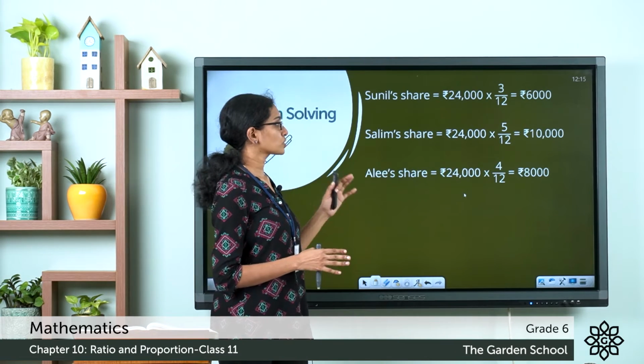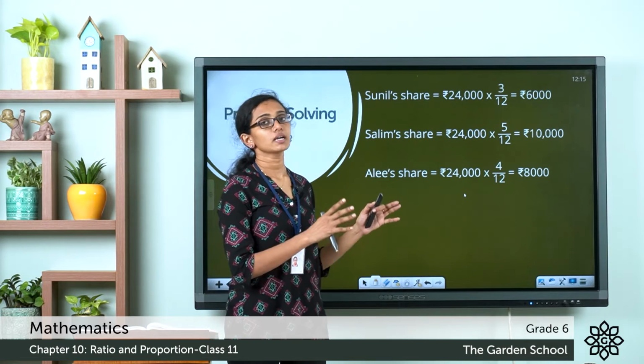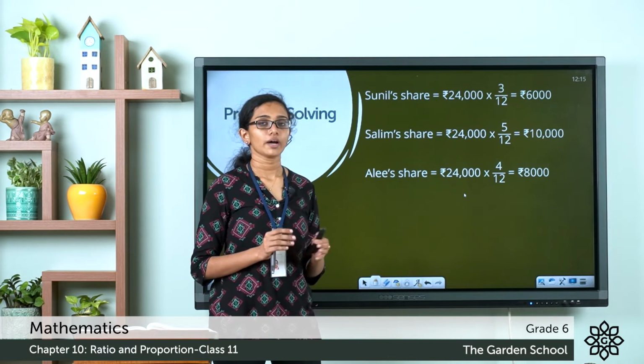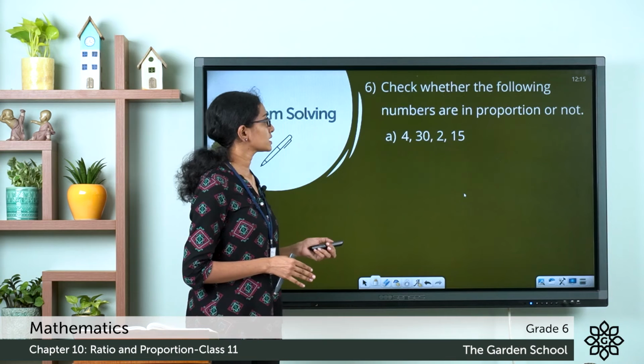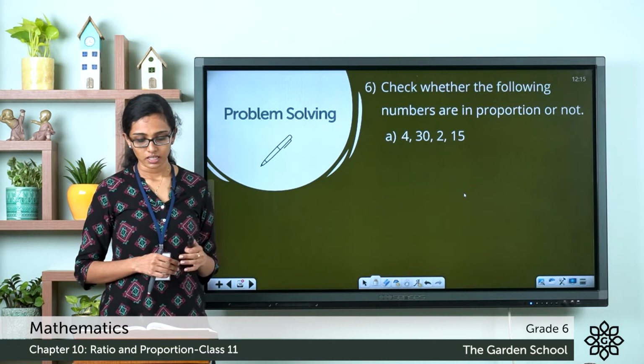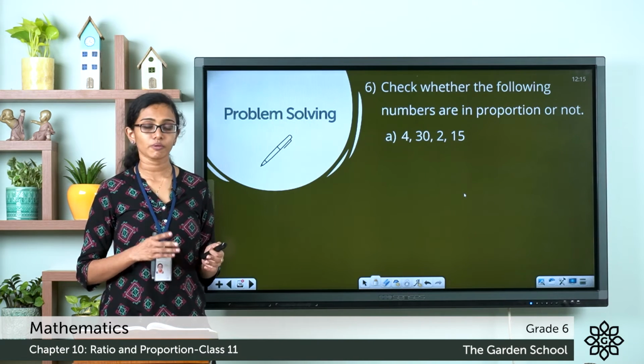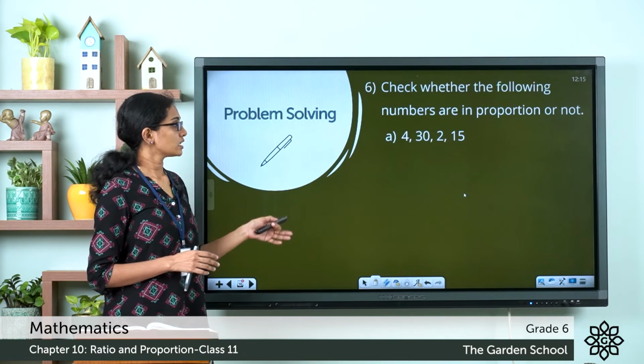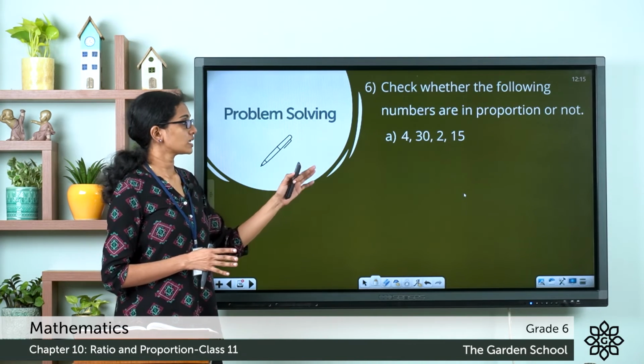So this is how the total amount was divided among the 3 people. I hope this is clear to you. Let's discuss the next one. It says check whether the following numbers are in proportion or not. So here the first question, 4, 30, 2, 15.